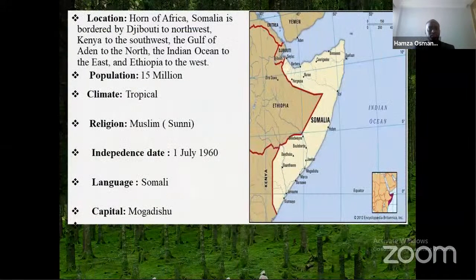First of all, before I present my presentation, let me give you brief information about Somalia. Somalia is located in the Horn of Africa. Somalia is bordered by Djibouti to the northwest, Kenya to the southwest, the Gulf of Aden to the north, the Indian Ocean to the east, and Ethiopia to the west. The population of Somalia is 15 million, and the climate is tropical. The religion is Islam, and all people are Muslim, 100%, and the independence date is 1st July 1960. The language that local people speak is Somali, and the capital city of Somalia is Mogadishu.